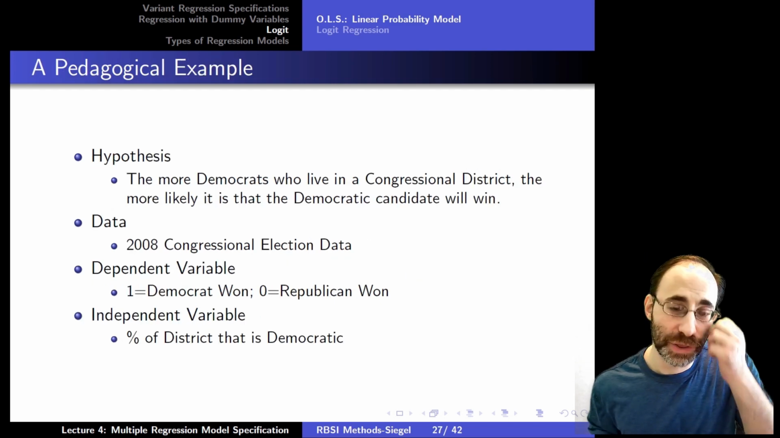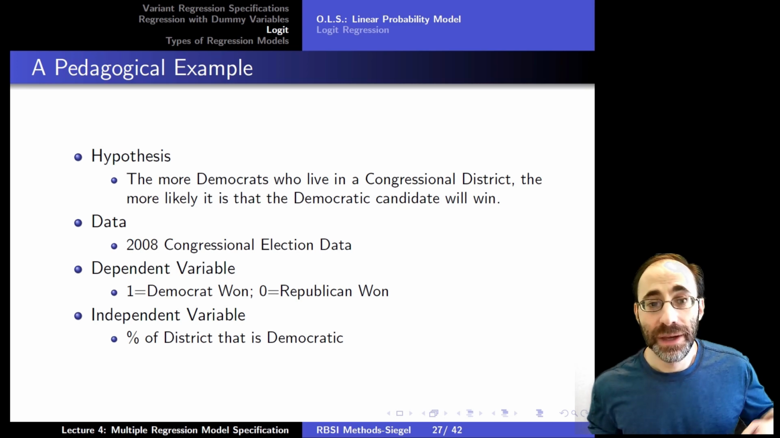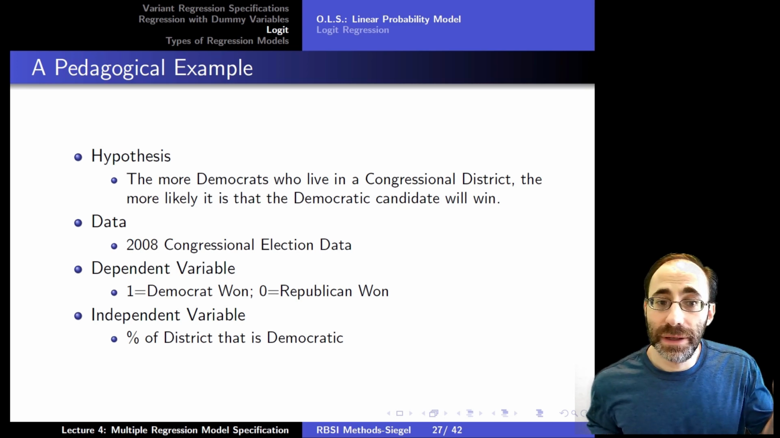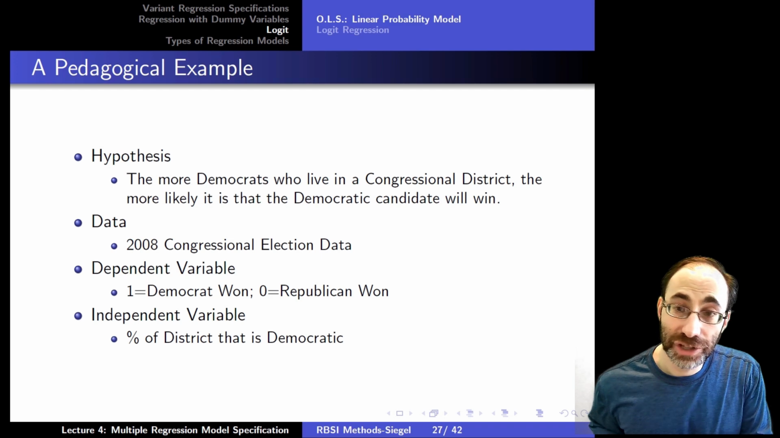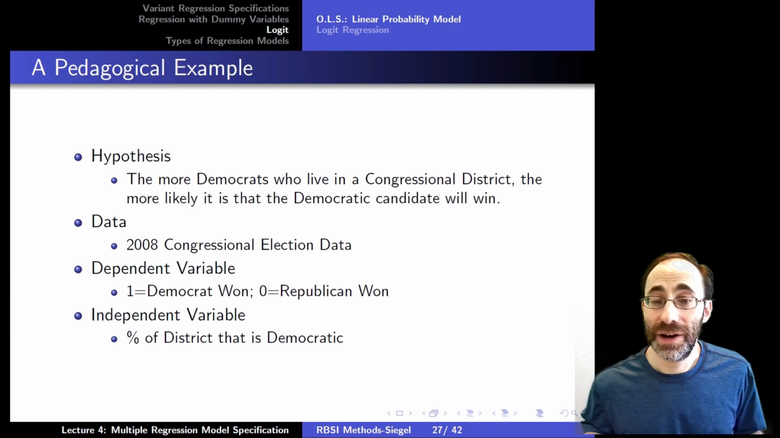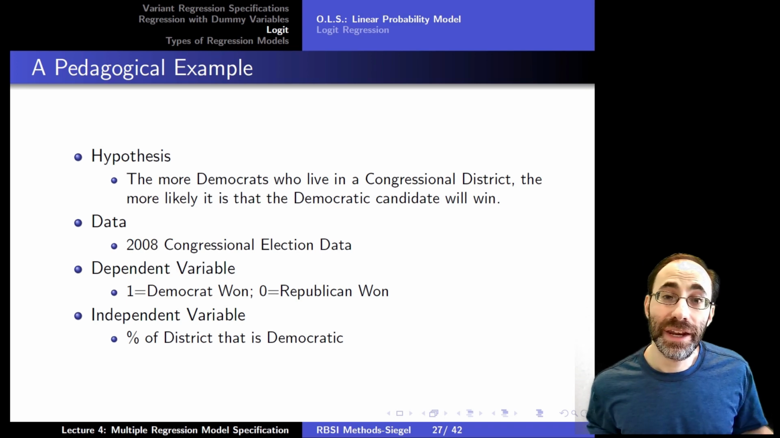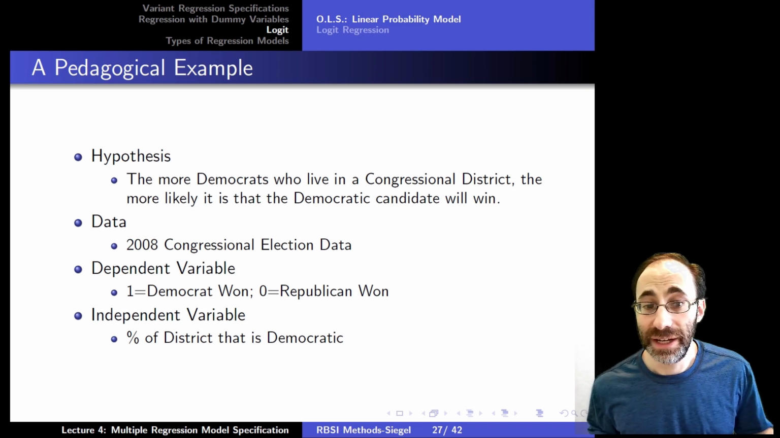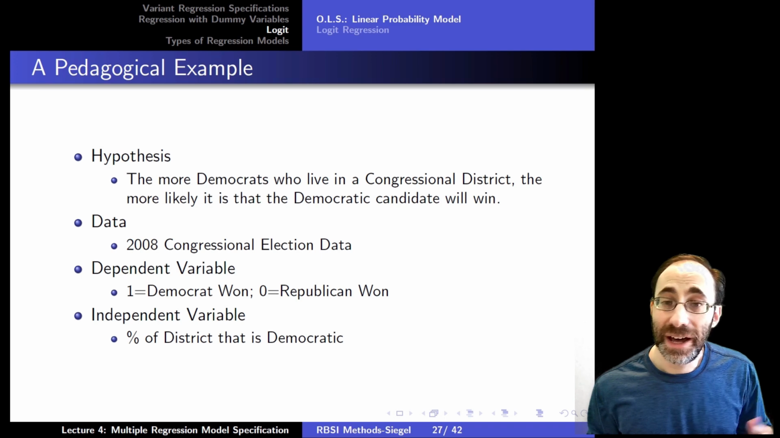To see why that is, we're going to go through a pedagogical example. Here's the hypothesis: the more Democrats who live in a congressional district, the more likely it is that the Democratic candidate will win. The data here come from the 2008 congressional election data. The dependent variable is dichotomous.